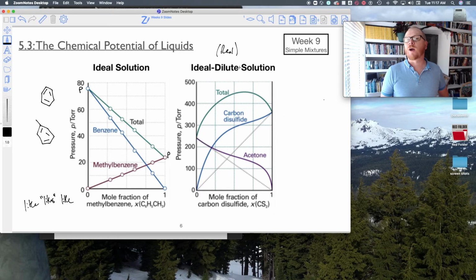Okay, so what about a real solution or an ideal dilute solution? For example, carbon disulfide and acetone. The dotted lines here are the Raoult's law lines. R-A-O-U-L-T-S. So these dotted lines are both Raoult's law. And you can see there's actually a region here for acetone where it's following along this Raoult's law line, but then it deviates from that.